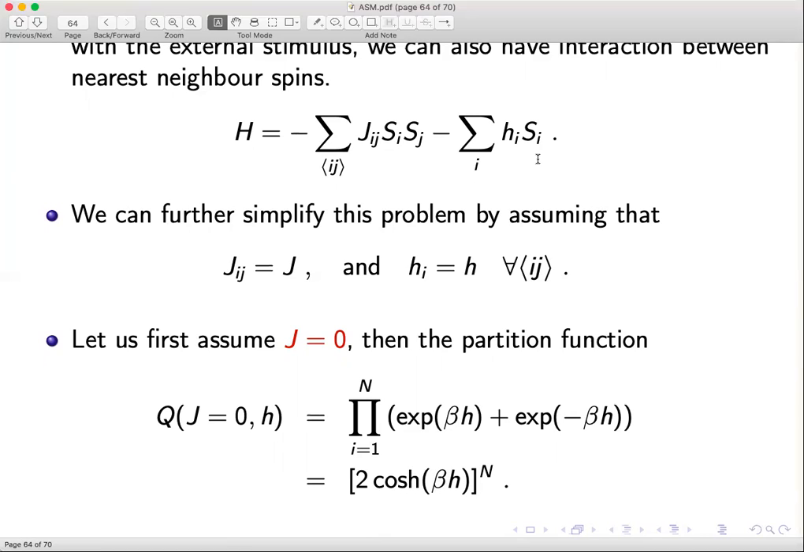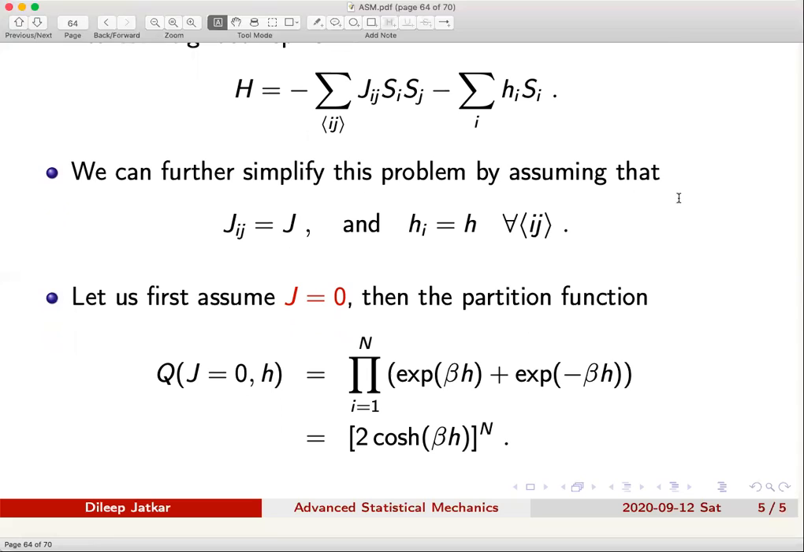So you can just write down the contribution from each one of them as e to the minus beta h. Now of course at every lattice site you have only two possibilities, either si is +1 or si is -1. So therefore, if you have n lattice sites, your partition function just becomes a product, e to the beta h plus e to the minus beta h, to the n. Now that is kind of a simple object. You can just write that as 2 times cosh(beta h) to the n.